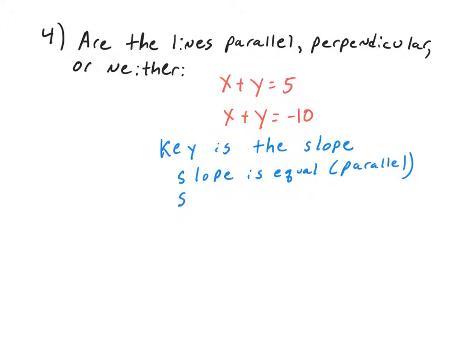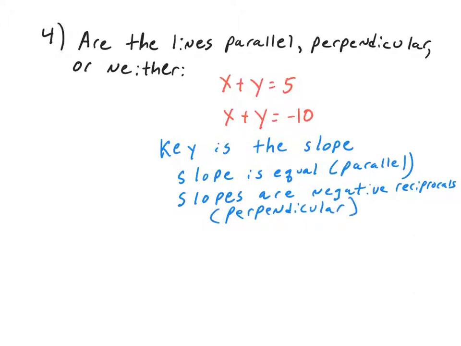If the slopes are negative reciprocals, that means you flip the fraction and one of them is negative for the other one, then it's going to be perpendicular. And if the slopes are neither one of those two, it's going to be neither. So we're going to have to find the slopes for both of these. And it's pretty easy. We'll just get the y by itself and see what's in front of the x.